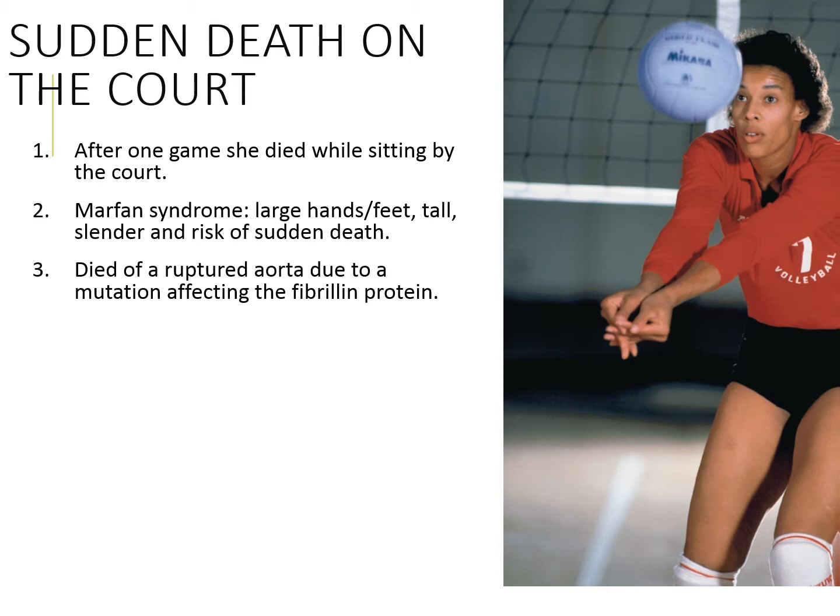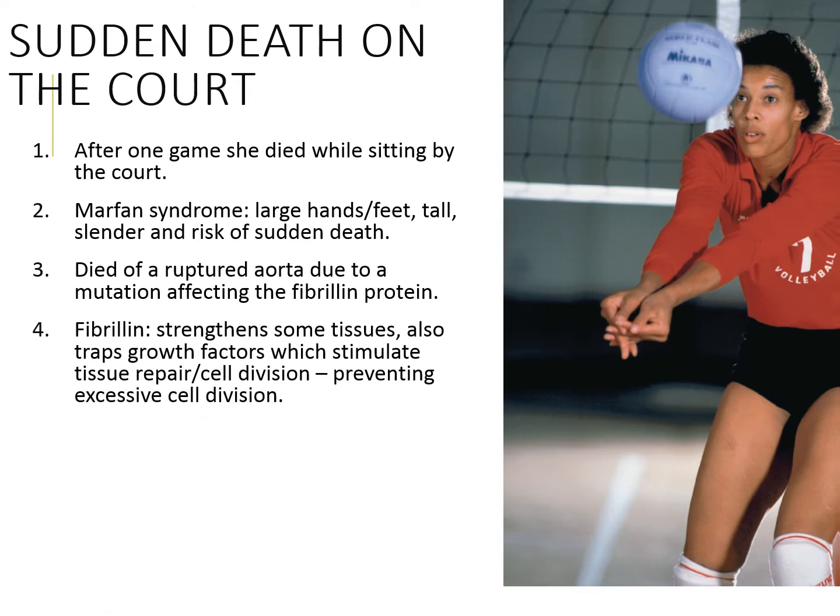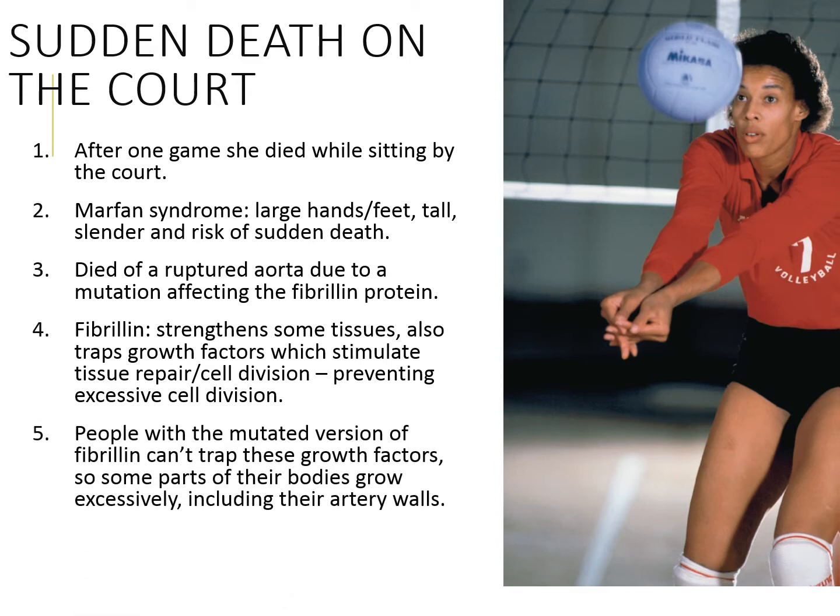Died of a ruptured aorta due to a mutation affecting the fibrillin protein. So fibrillin strengthens some tissues, also trapping growth factors which stimulate tissue repair and cell division. This would normally prevent excessive cell division. This protein normally traps growth factors and prevents them from stimulating more growth and more cell division. So the mutated version of this gene causes a different protein that is unable to trap these growth factors, which means that people tend to grow taller and have larger hands and larger feet. People with the mutated version of the fibrillin can't trap the growth factors, so some parts of their bodies grow excessively, including their artery walls.